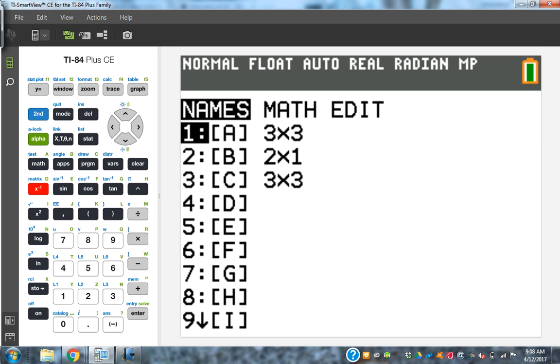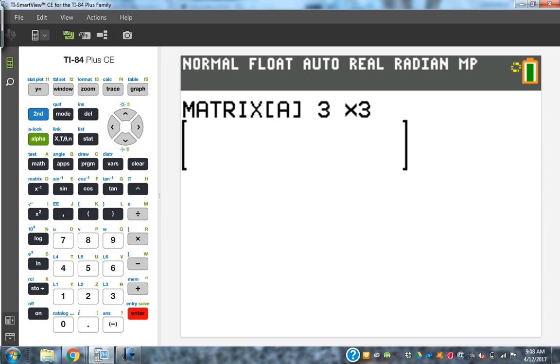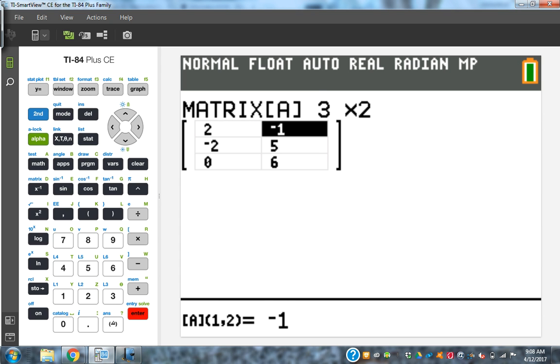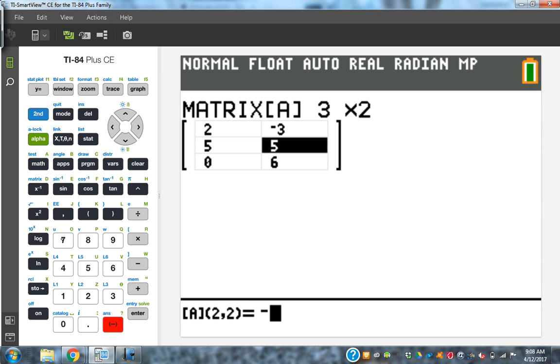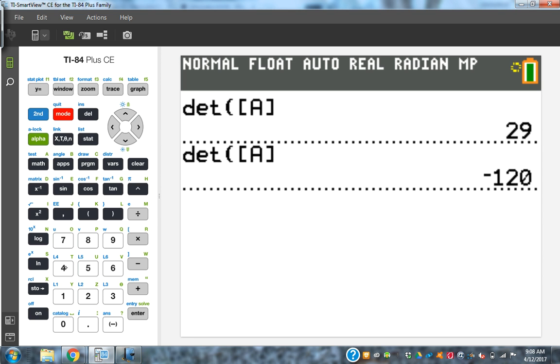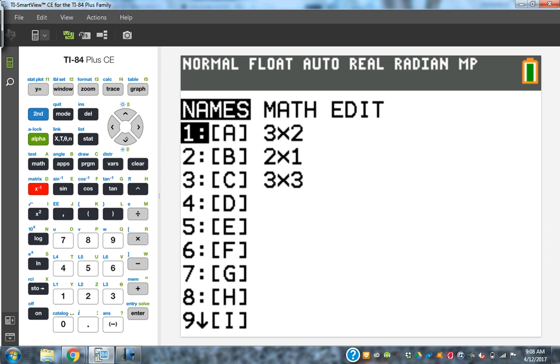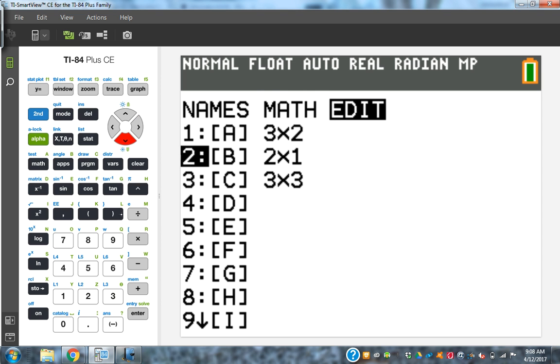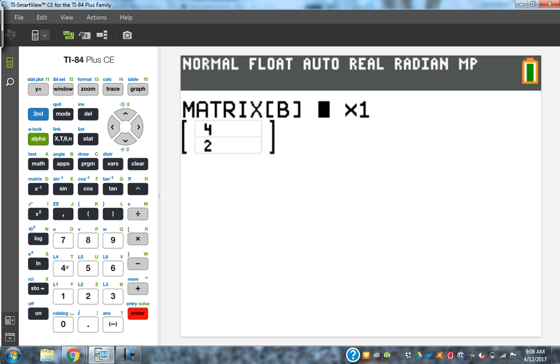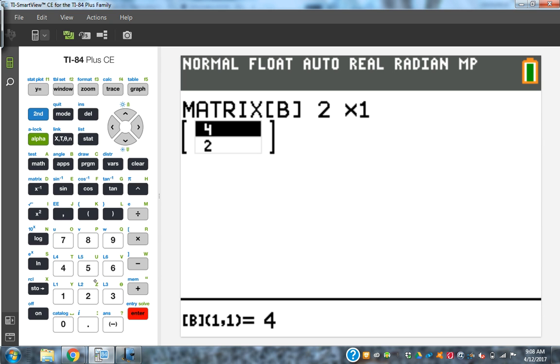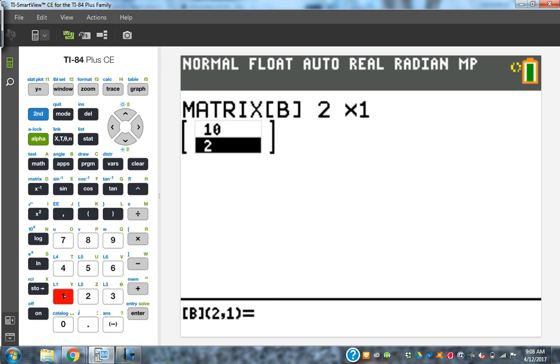So in the matrix editor, matrix A is going to be a 3 by 2: 2, negative 3, 5, negative 7, negative 8, 12. And then I need matrix B to be a 2 by 1 in this case, and it's 10, 11.